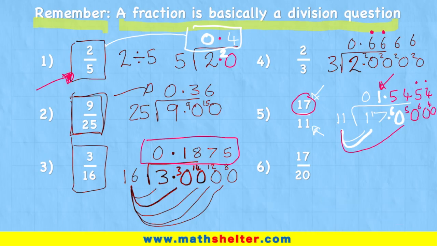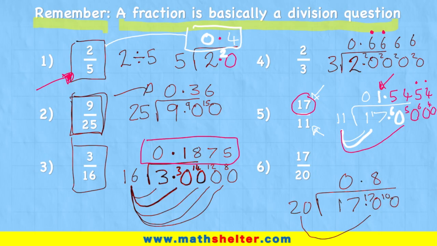Final one, 17/20ths. Let's just simply put out our bus stop. 17 inside, 20 outside. How many 20s in 17? 0. Put a decimal. How many 20s in 170? I can get 8 with 10 left over. Put another 0. Add the 10. How many 20s in 100? I have 5. Nothing left over, so my clean answer is 0.85.